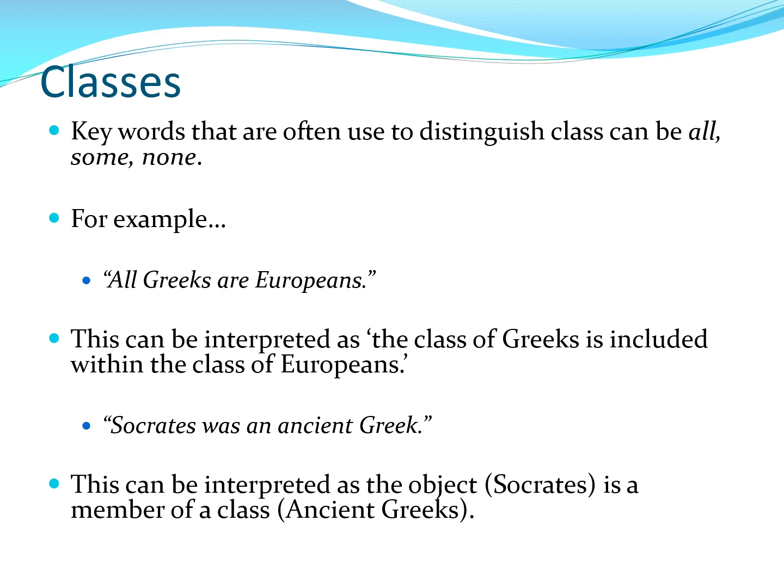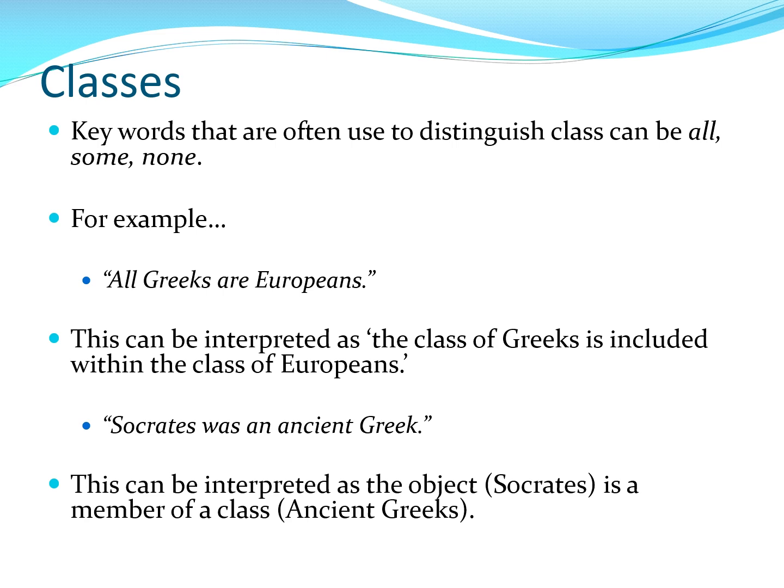Key words that are often used to distinguish a class can be all, some, or none. So in this very basic example, all Greeks are Europeans. This can be interpreted as the class of Greeks is included within the class of Europeans. Same thing, you could say all French are Europeans. So the class of French are included within the class of Europeans.